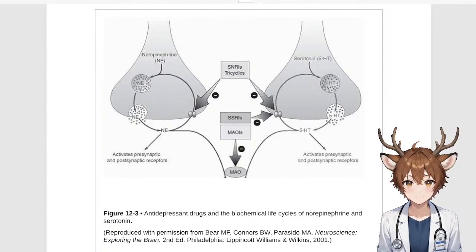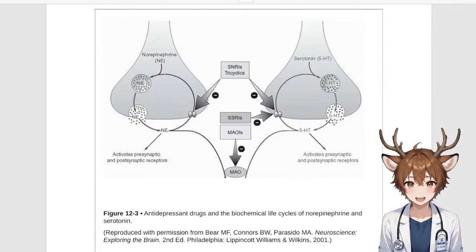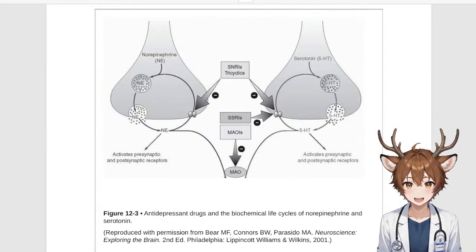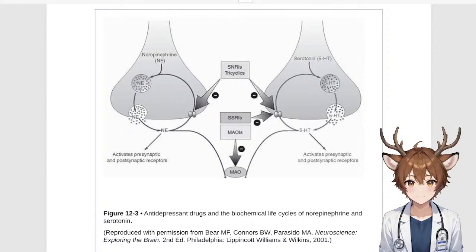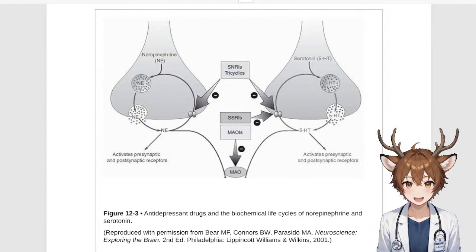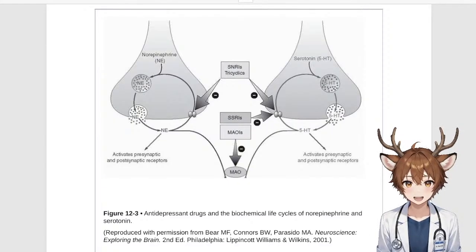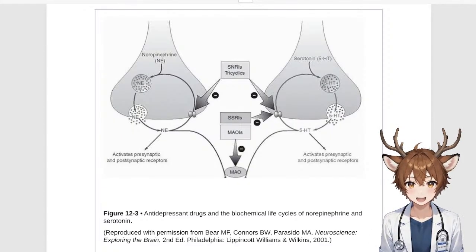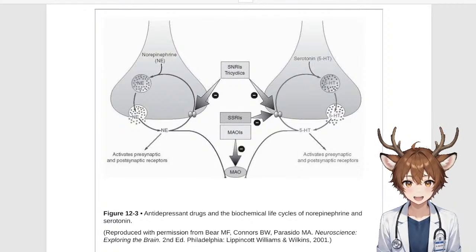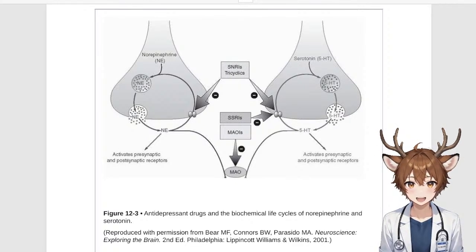Norepinephrine. So here's figure 12.3. It says, antidepressant drugs and their biochemical life cycles of norepinephrine and serotonin. You can see norepinephrine has this little vesicle, it goes out, activates presynaptic and postsynaptic receptors, and it gets swallowed up back in. Or it can be broken down via MAO, monoamine oxidase. Now we also have serotonin, 5-HT. The little vesicle gets poured out, activates the presynaptic and postsynaptic receptors, and then it can either go back into the cell or be broken down via MAO, the monoamine oxidase.